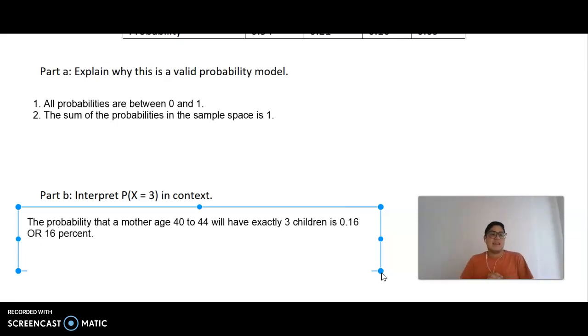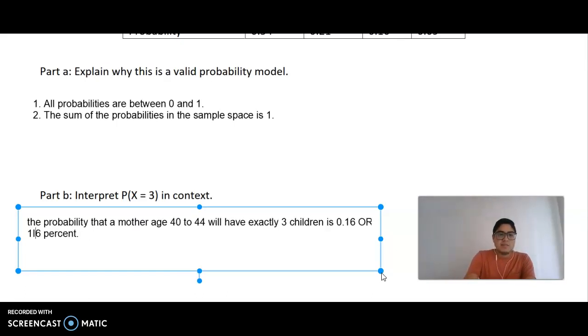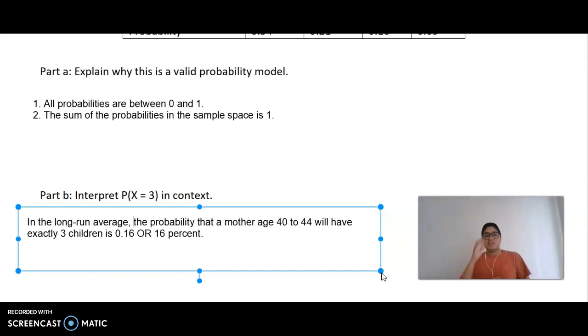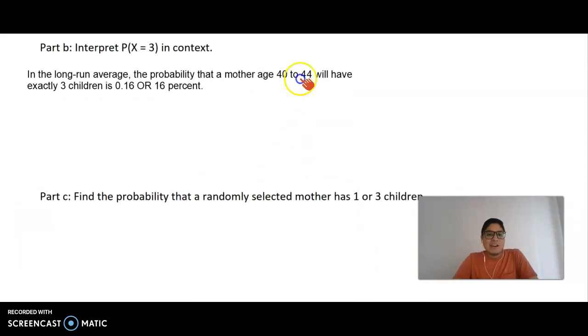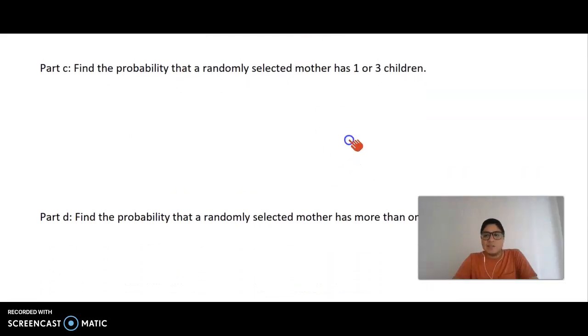That tells us that in the long run average, and why don't I add that in for you? Sorry y'all, we just got new computers and I have not learned how to use it yet. But in the long run average, the probability that a mother aged 40 to 44 will have exactly 3 children is 0.16 or 16%.